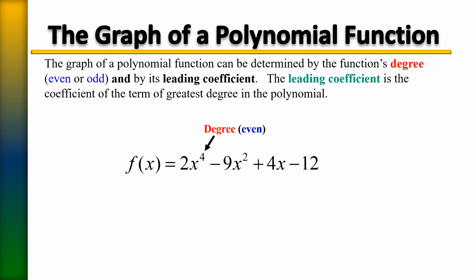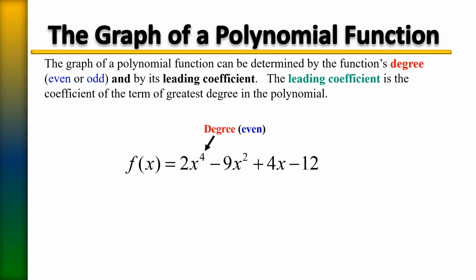What do we mean by coefficient? The coefficient is the numerical part of the term. So if you look in front of the variable, you have the numerical part. The first term has a coefficient of 2. The second term has a coefficient of -9. The third term has a coefficient of 4. And the last term has a coefficient of -12.